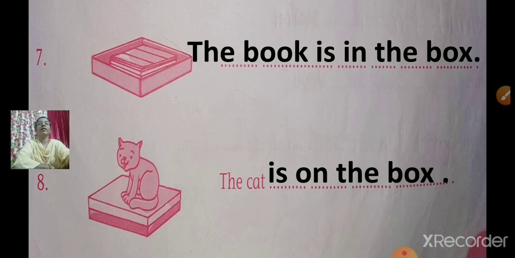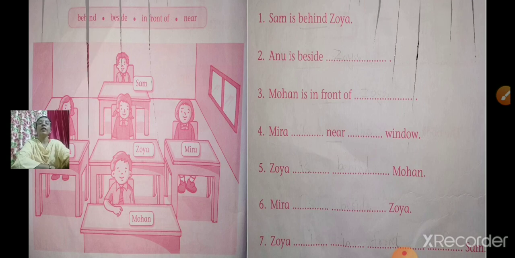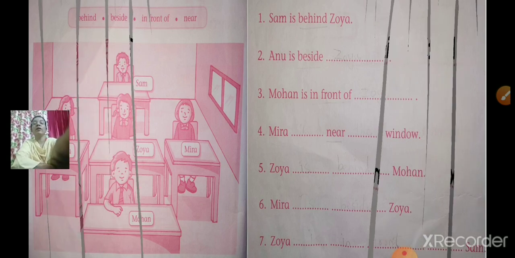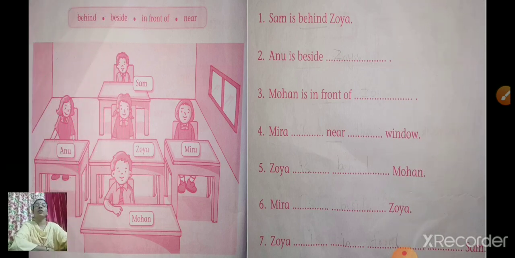Okay. Next. Now children, here you are going to observe this picture properly, which is given on the left hand side, and you can see the helping words are given in the box. First I will read the helping words. Behind, beside, in front of, and near. Now these are the helping words, or the position words. Now you have to use these words in this blank space by observing the picture.